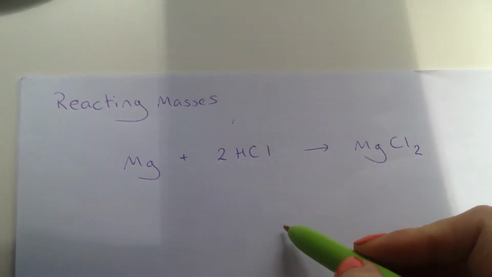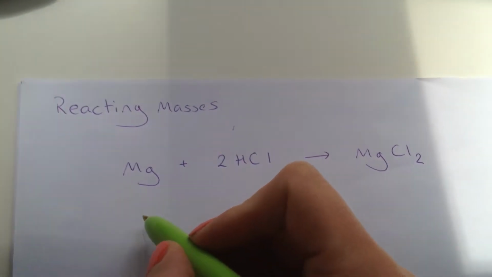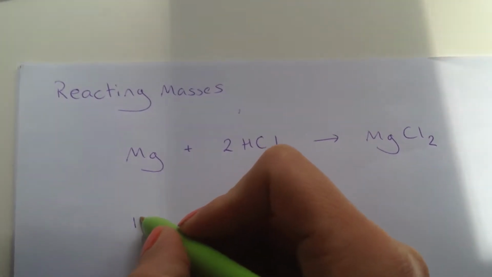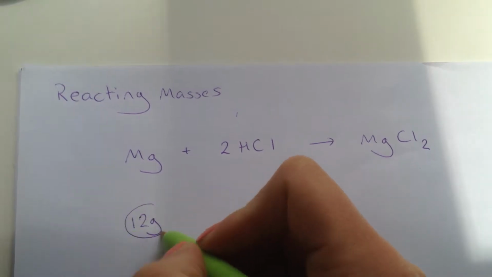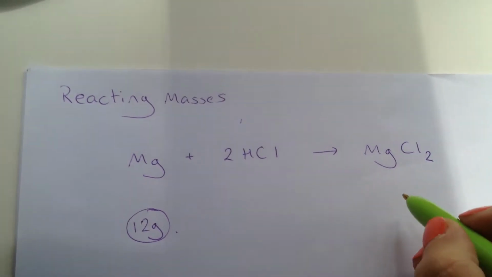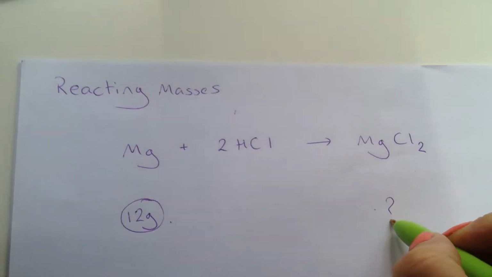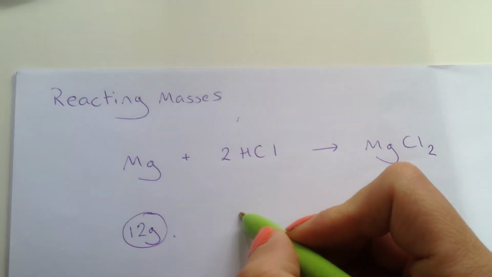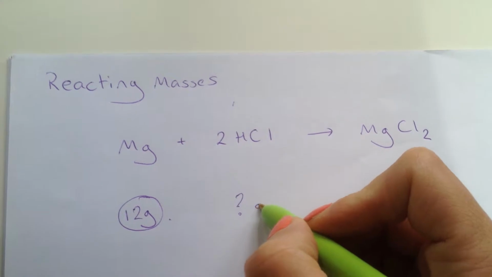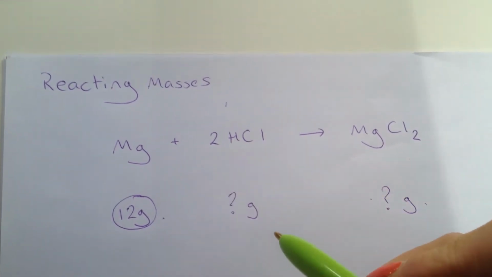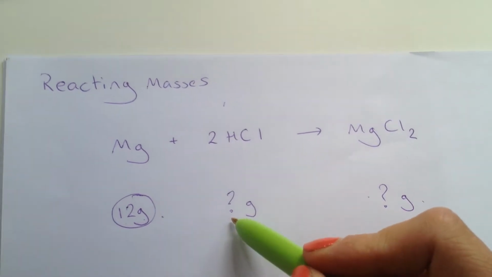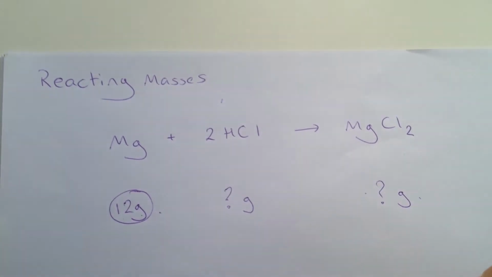So firstly, the purpose. If you're given a value for the mass of, let's say, magnesium to start off with, which might be 12 grams, the question may ask you to calculate how much magnesium chloride is produced in grams. Or it might ask you how much hydrochloric acid is needed, how much HCl is needed to react with 12 grams of magnesium, so none is left over to produce magnesium chloride.